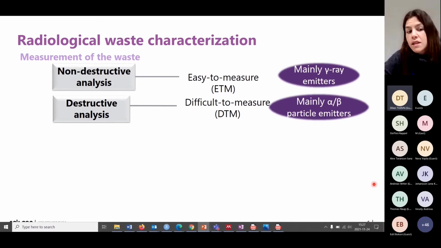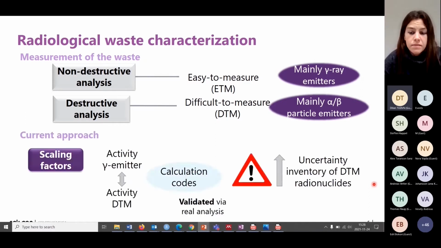So for radiological waste characterization, different types of analysis can be performed. On the one hand, non-destructive analysis allows a direct measurement from the outside of the waste package, and that's the reason why they are called easy to measure. Mainly gamma ray emitters are measured by this type of analysis. And on the other hand, destructive analysis needs a sample treatment before the measurement, and that's the reason why they are called difficult to measure. In this case, mainly alpha and beta particle emitters are measured by this technique.